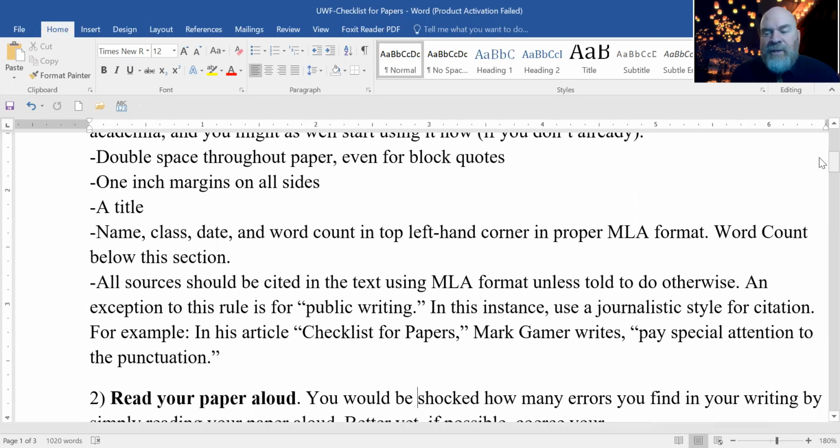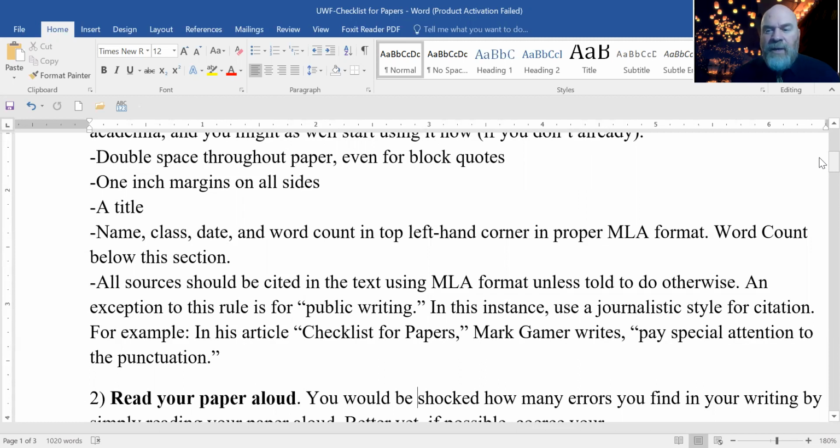So for different professors, they might want the word count in different places. Some people might not care about word count. I do. And with the word count, what I would like for you to do is to put the word count right below the heading on your paper. So where it says your name, the class, the date, and the date in MLA format is written in what they call military format or international format. And that's the day first, and then the month, and then the year, without any commas in between that.